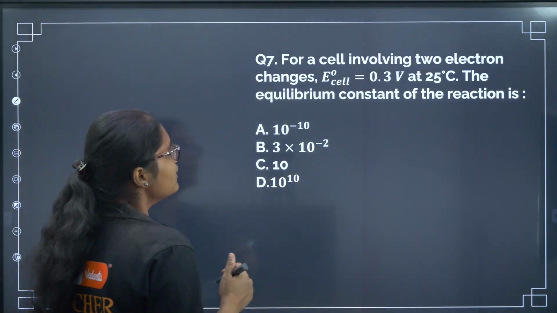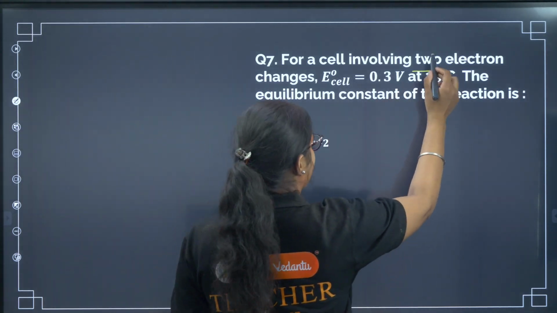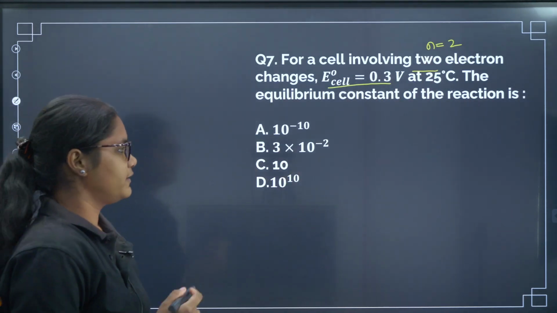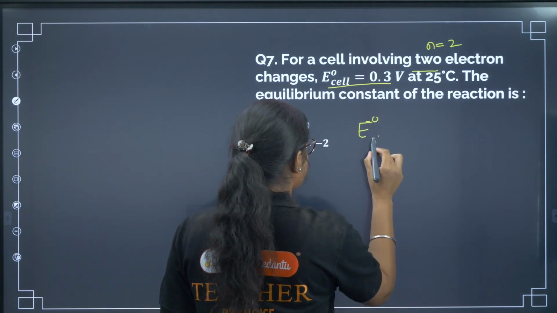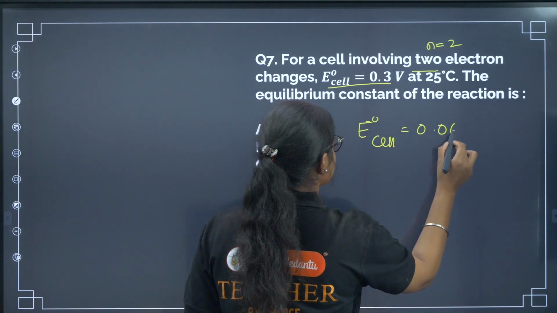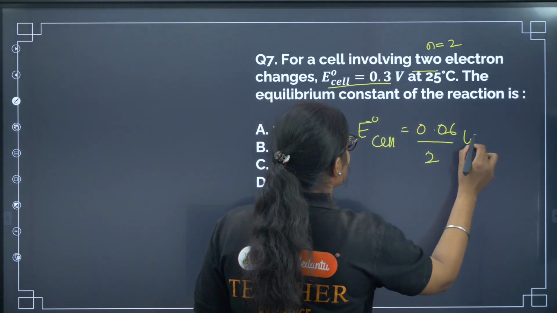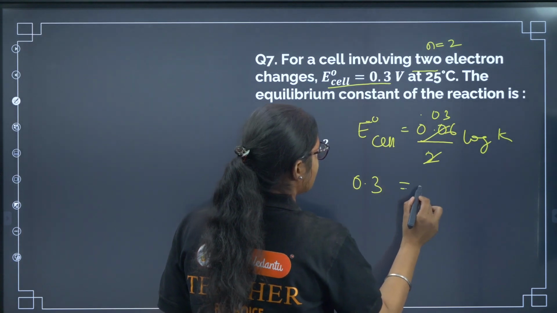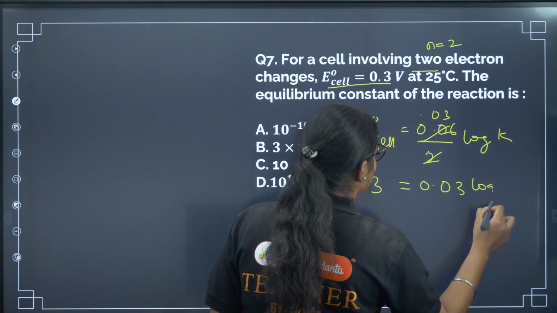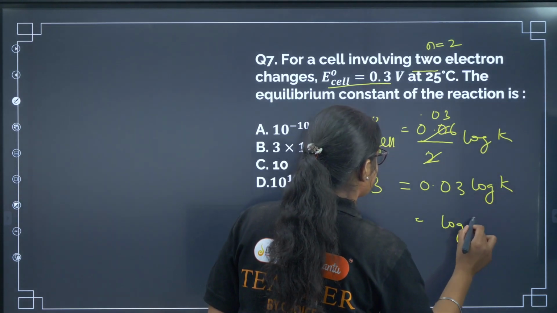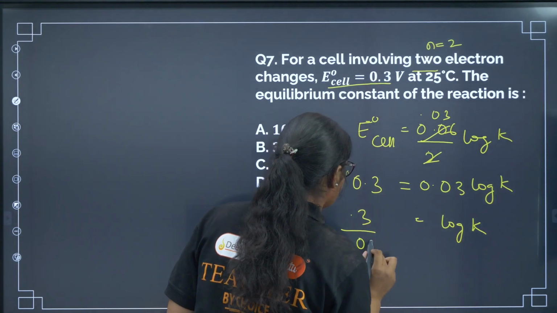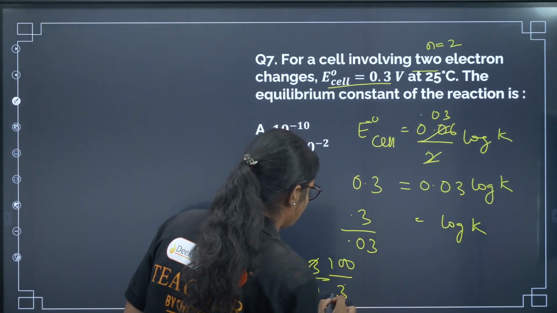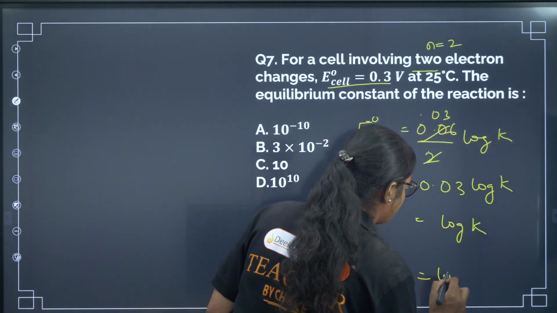Next, for a cell involving 2 electron changes, means n value is 2, E naught of the cell is given to you. Calculate again the equilibrium constant. Very similar question. E naught of the cell is equal to 0.06 by 2, n is equal to 2, log of K. So this one is 0.03. E naught of the cell is 0.3. So log K is equal to 0.3 by 0.03, right? So this value will be 10. 10 is log K, right?